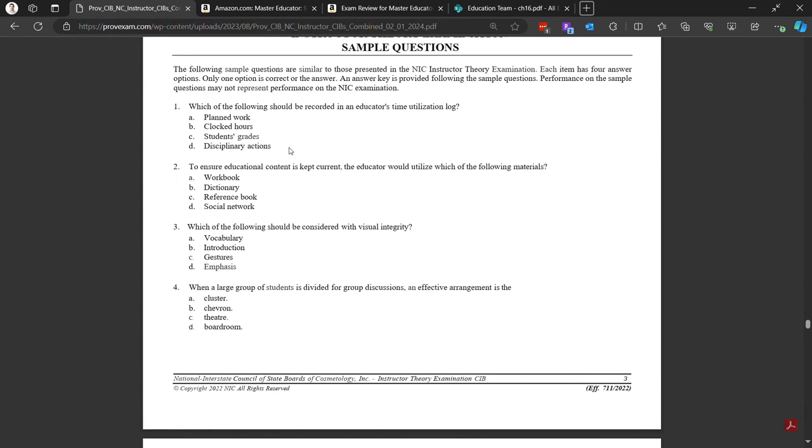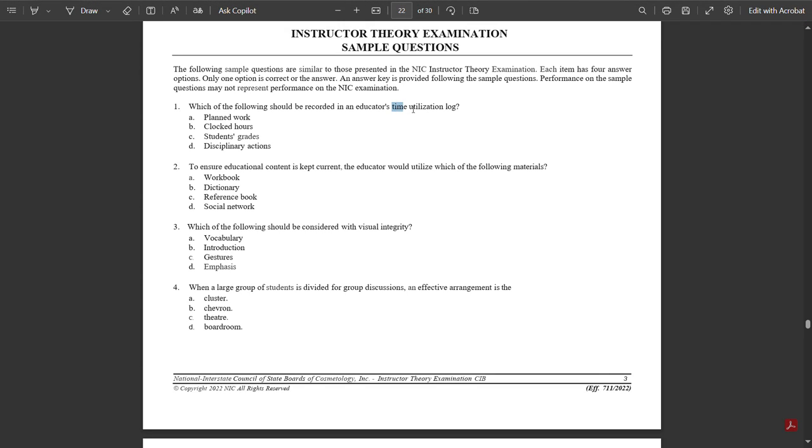So like question 1, for example: which of the following should be recorded in an educator's time utilization log? Even if you don't know this, you should be able to knock 2 of those out by process of elimination immediately. Disciplinary actions doesn't make sense to be in a time log. Students' grades doesn't need to be in a time log. That leaves you with planned work and clocked hours. Clocked hours refers more to what hours they were on the clock. Planned work has to do with time utilization. So you can look at the keyword here, time utilization, planning work. That's what I mean when I say a lot of these are questions that you can deduce.